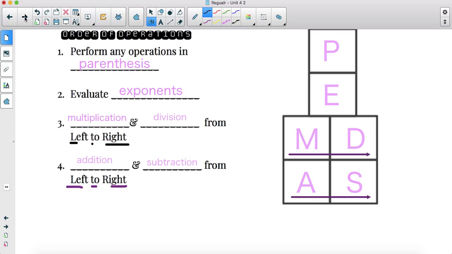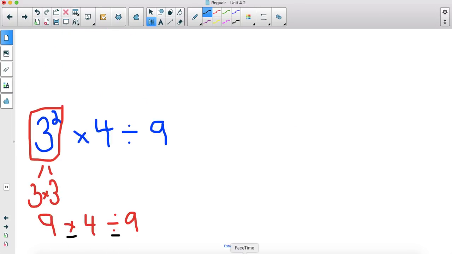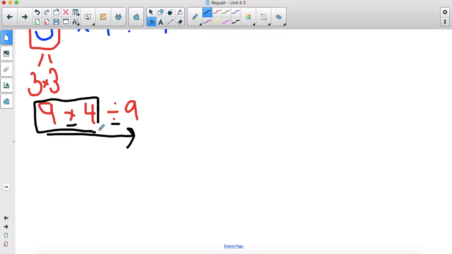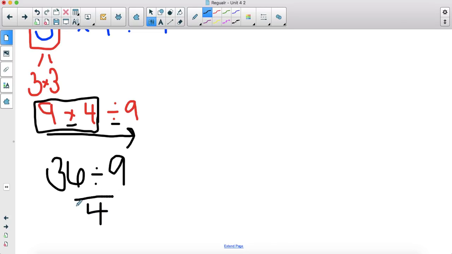Okay, so I'm going to go back to my question, and I see I have 9 times 4 divided by 9, so working from left to right. I've got 9 times 4, so I'm going to put a box around that. That's what I need to solve next. 9 times 4 is 36. Okay, rewriting the rest of the question, I have to divide that by 9. Since this is the last operation, we can simply perform that operation. 36 divided by 9 equals 4 is the final answer.